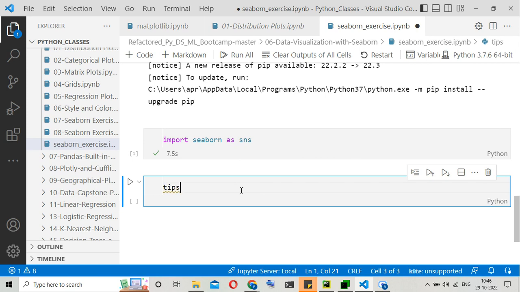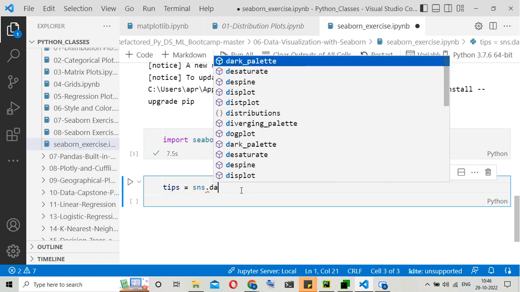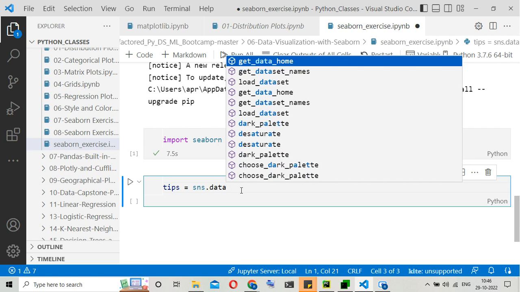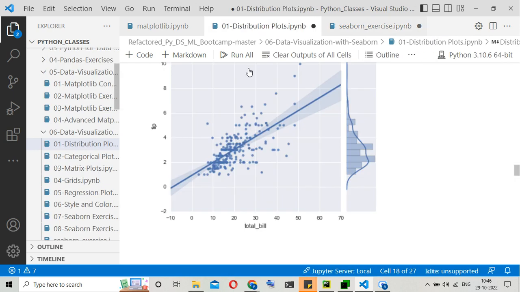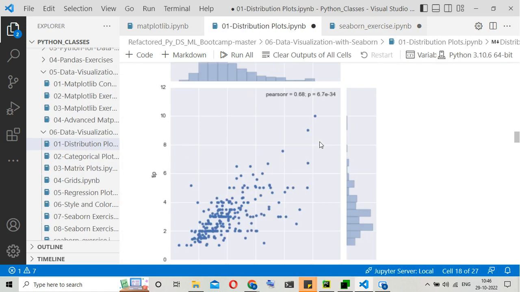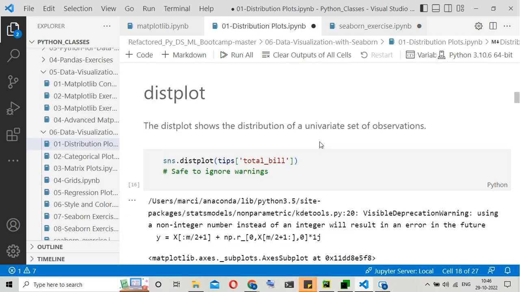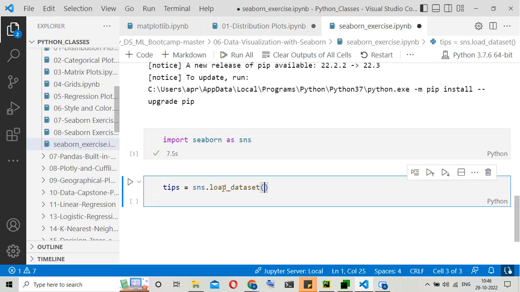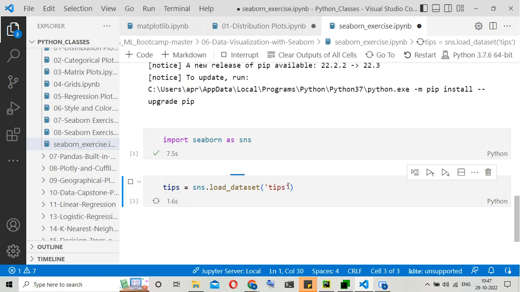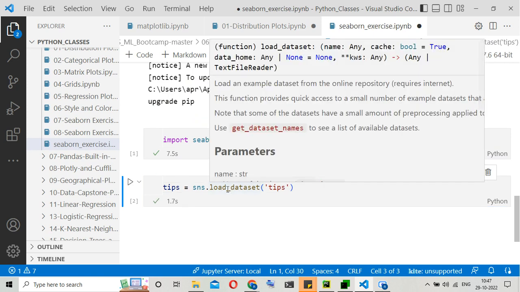So there was one data they are talking about, tips, and then sns.load_dataset. Some data sets they have, meaning these libraries also have some data sets available with them, so you can directly load the tips data. This is from which file we are taking it? The library already has this data.